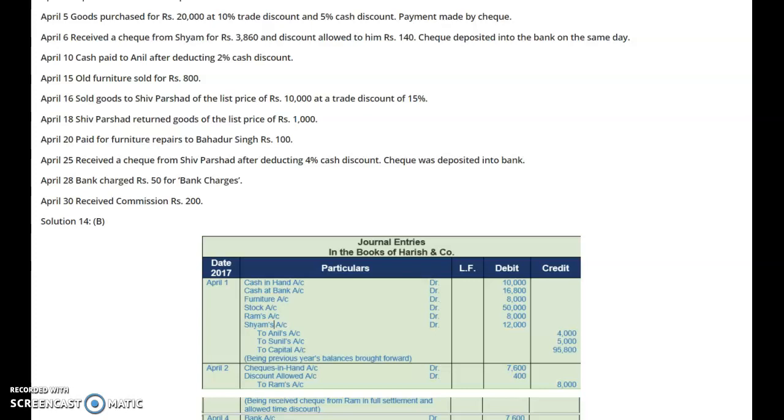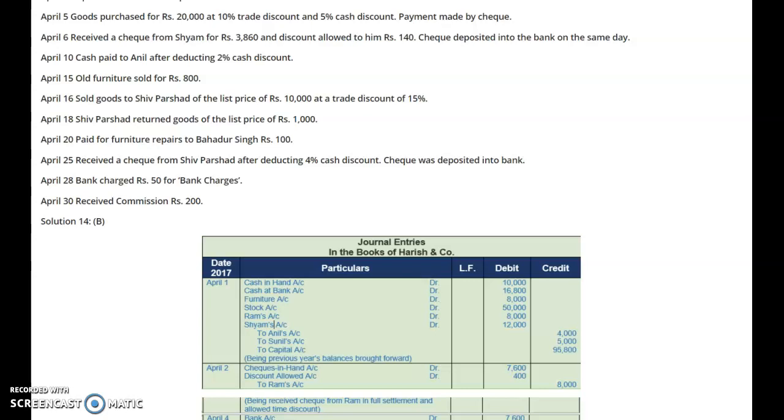Here it is only 9,000 on account of creditors, and the difference is posted into a different account known as the capital account, 95,800. So this way we will record the opening entry. Here the total of the debit and credit side is equal. There is no problem for opening of any account on the debit side or on the credit side.